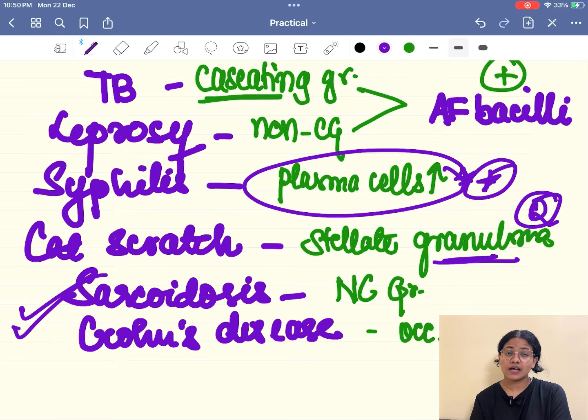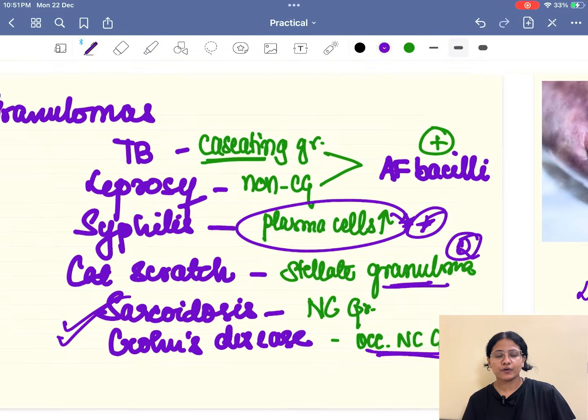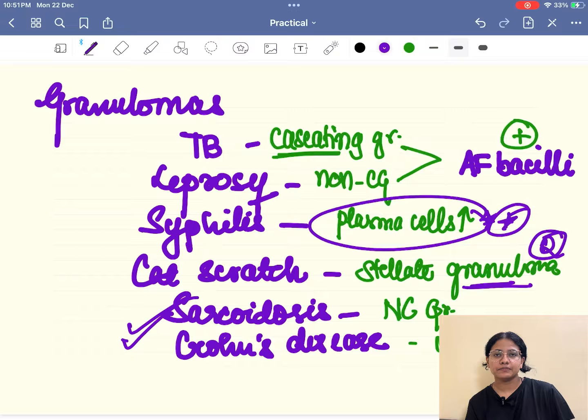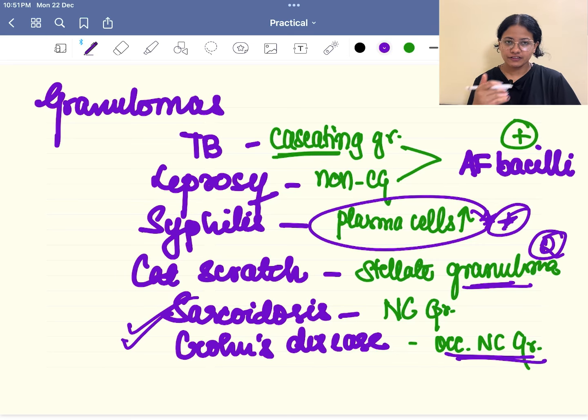And next you can also have granulomas in Crohn's disease. If anyone asks you, can you see granulomas in Crohn's disease, you should say yes, and it will be occasional non-caseating granulomas. So this is usually for the UG students, all these granulomas, nothing beyond this comes. But a few points for PG students. You should at least make a list of all the tumors that show granuloma. The most usual in routine practice, Hodgkin lymphoma, is infamous for having granuloma. You can also see granuloma in seminoma. Okay, so those are two answers. You can make another list of everything.